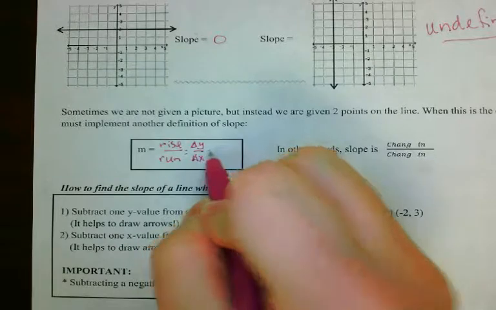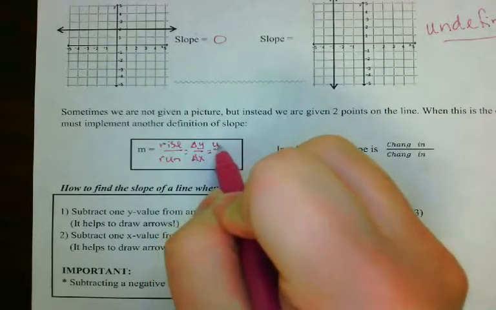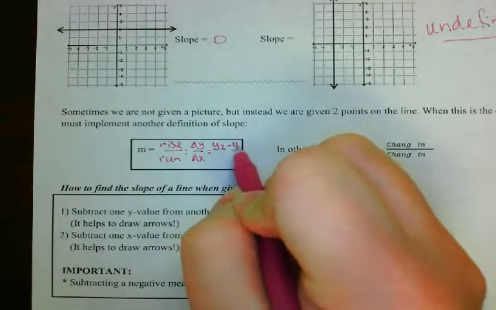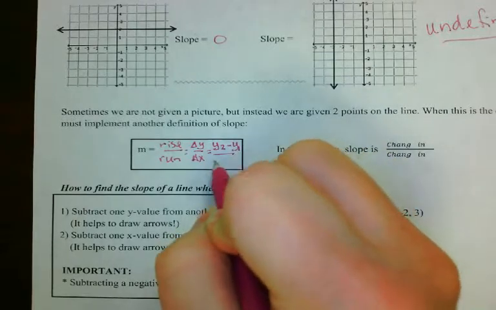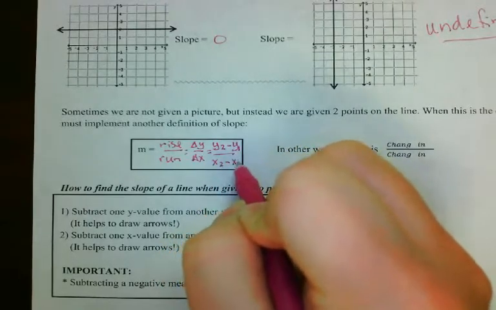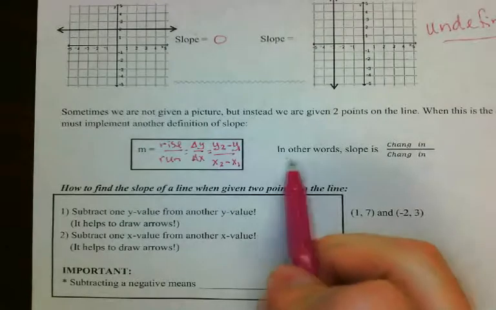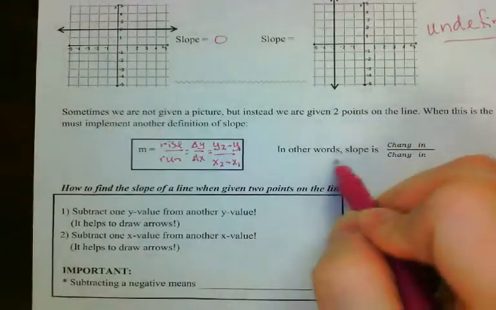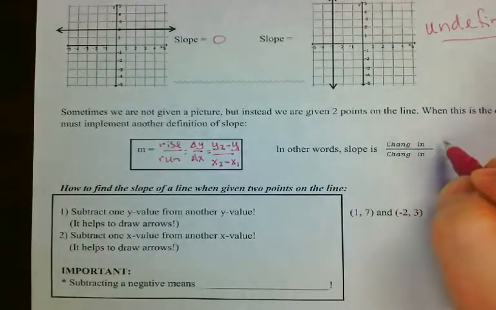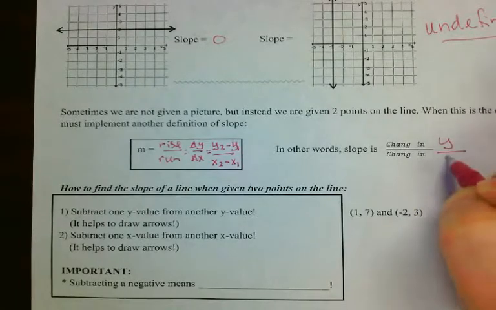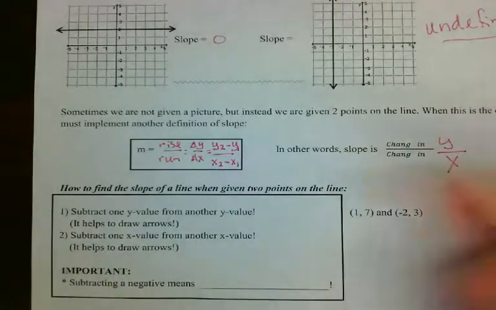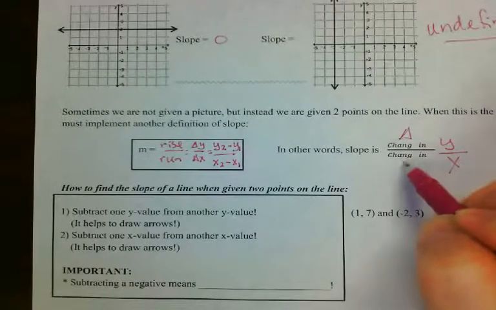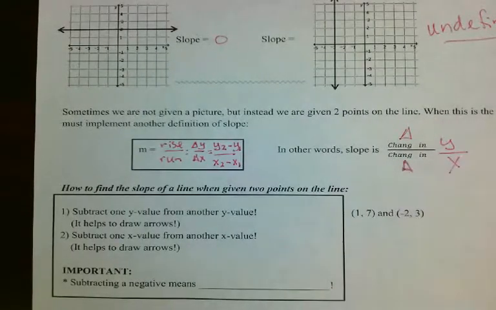Now, the other definition that we can use is where we would say y2 minus y1 divided by x2 minus x1. And then our notes over here on the right say, in other words, slope is the change in y divided by the change in x. And this is where I like to use my little delta symbol to describe change.